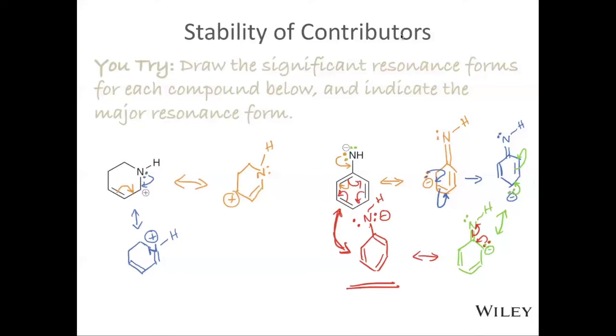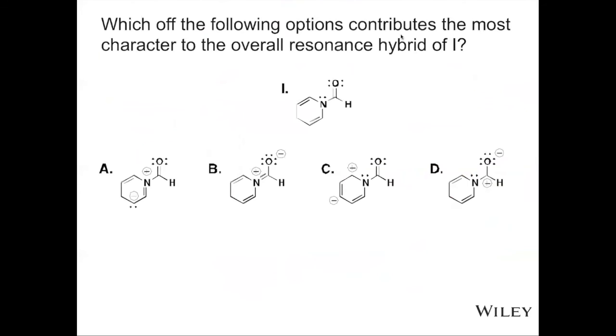So we get this resonance structure either by going all the way around the ring or just by moving them around the ring. So we can either have the negative charge move around the ring to get there, or we can just move the bonds inside the benzene ring around. So there's how you solve that one. There's 5 total structures. So the next problem I want to talk about is which of the following options contributes the most character to the overall resonance hybrid?